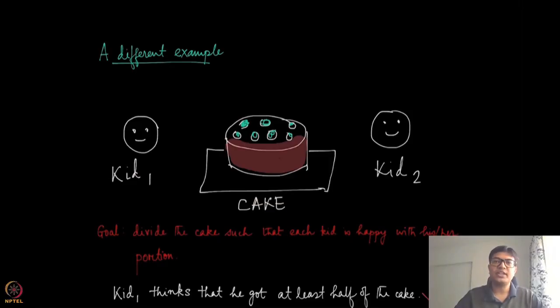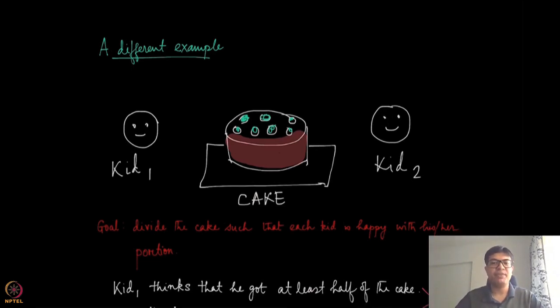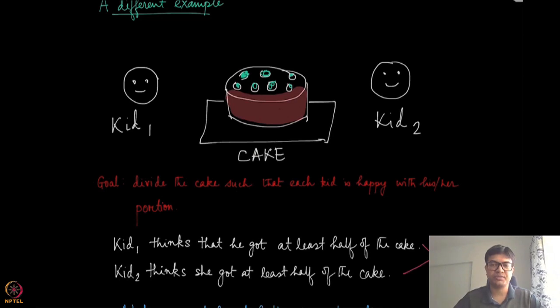Now let us look at a slightly different example. Suppose there is one cake and there are two kids, and their mother wants to divide the cake in such a way that both these kids are happy with his or her portion. What do we mean by happy? That they do not envy each other.